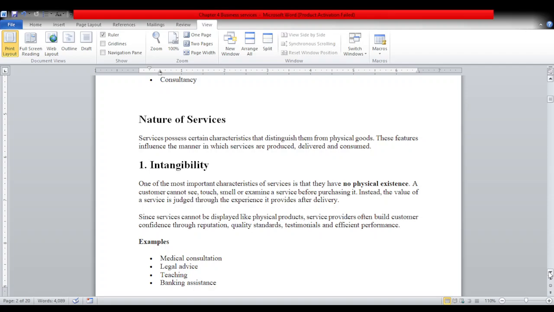So a customer cannot see, touch, smell, and examine a service before purchasing it. Instead, the value of a service is judged through the experience it provides after the delivery. So a product you can touch, you can smell, you can have ownership, but a service cannot be owned. Service cannot be touched. Service cannot be seen, but it is followed by our experience.